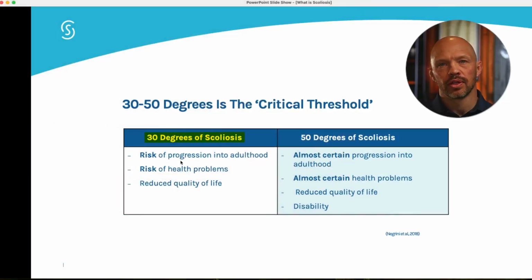When we look at this, when curves get beyond 30 degrees, they have an increased chance of progressing. When they get beyond 50 degrees, it's pretty much a consensus in the scientific world that they will continue to progress. Beyond 30, they also have an increased chance of causing other health problems and reducing quality of life. Beyond 50, they most certainly are going to have an impact on overall health, and it's also going to cause a decreased quality of life. And especially when you get those larger curves, it starts to cause disability, which means the scoliosis frequently becomes painful. It inhibits someone's ability to do their normal daily activities.